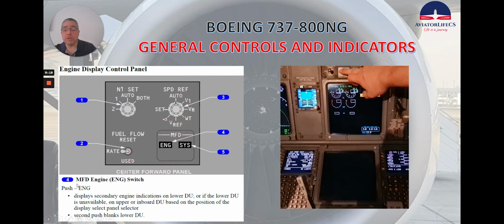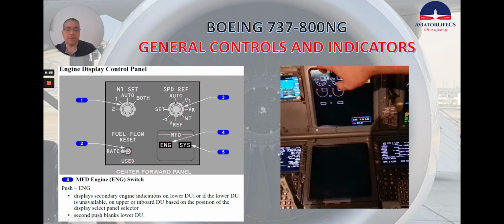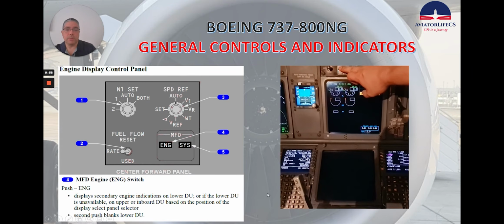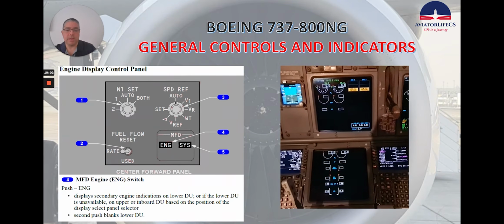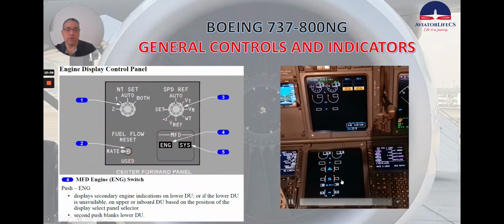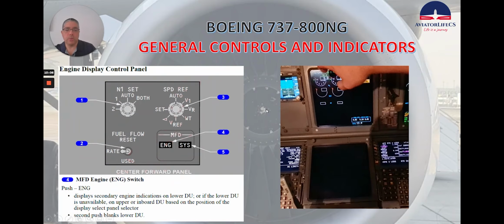When we push the engine switch, it displays secondary engine indications on the lower DU, or if the lower DU is unavailable, on the upper or inboard DU based on the position of the display select panel selector. A second push blanks the lower DU. So if we check the video here, we can see when we press the engine switch, the engine indications appear in the lower DU, and one more press will remove them from the lower DU. All right.